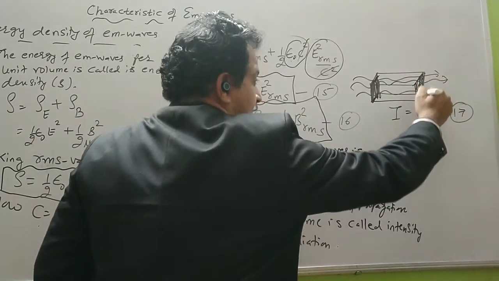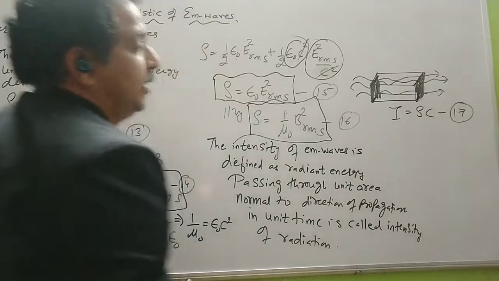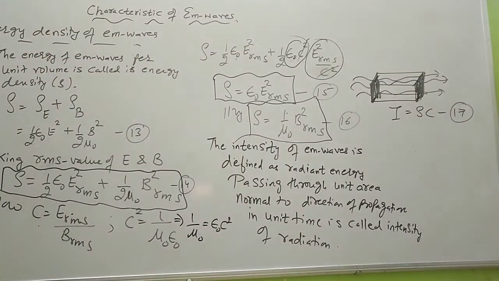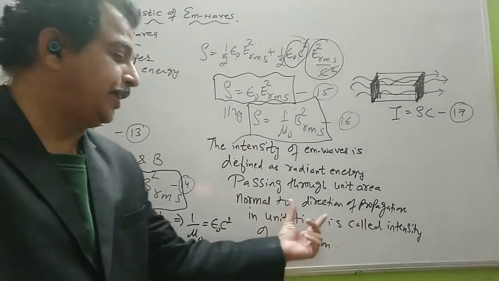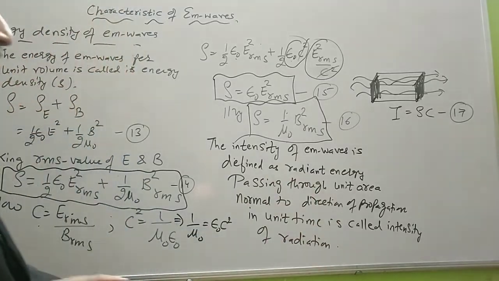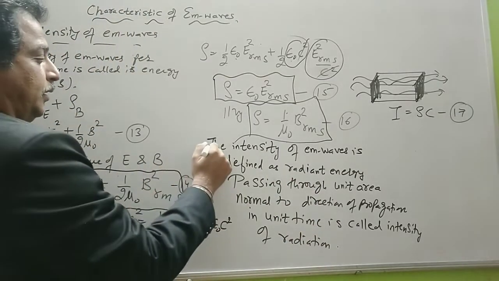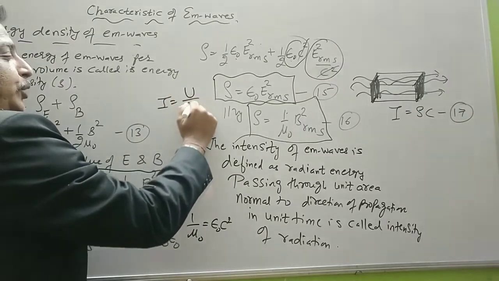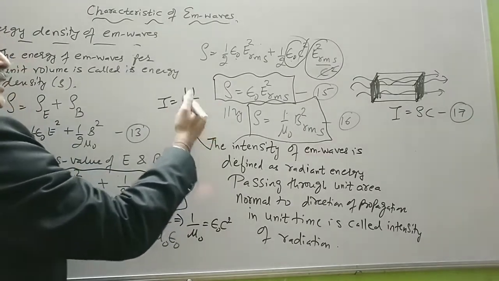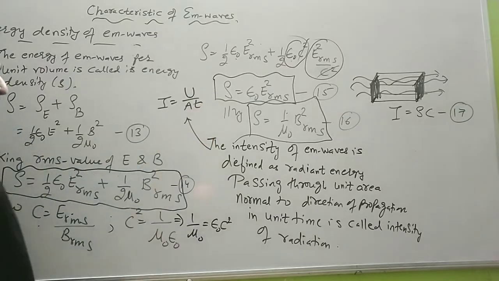So how much energy is being transferred from this closed surface or through this unit area, which is held normal to the direction of the propagation, in unit time, is called the intensity of the radiation. That is, the intensity is defined as energy per unit area per unit time, like this.